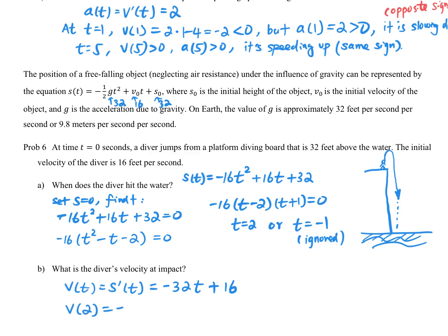Now, at the time of impact, that means v of 2. So we plug in 2 for the t, and this is equal to negative 64 plus 16, which is negative 48 feet per second. All right, this concludes the lesson.